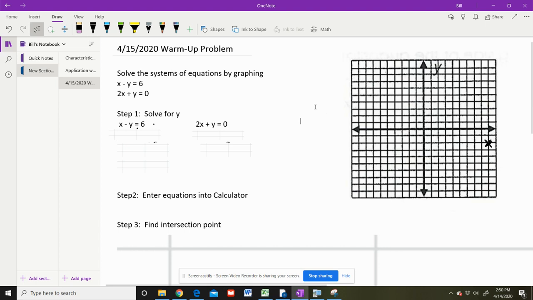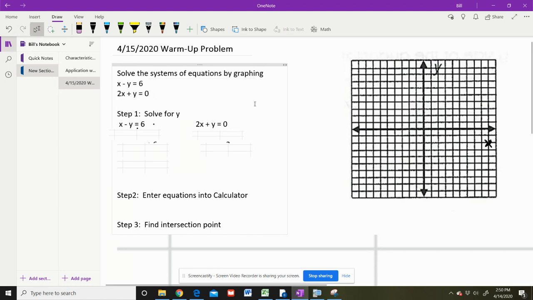All right, so for the warm-up problem today, what we're going to do is a little bit of a review. We're going to solve the system of equations by graphing. We have two linear equations. So x minus y is equal to 6. 2x plus y is equal to 0.